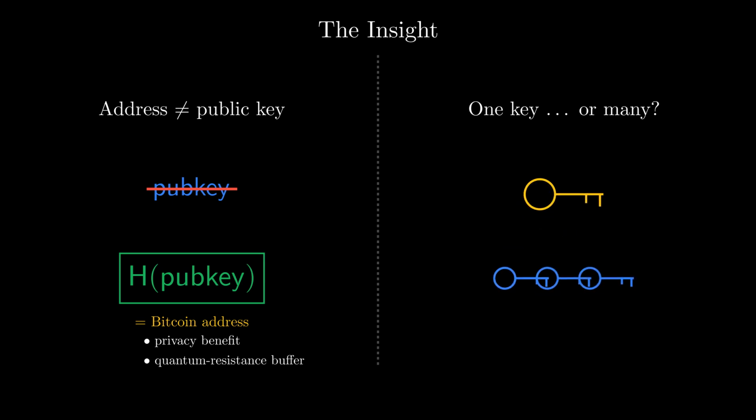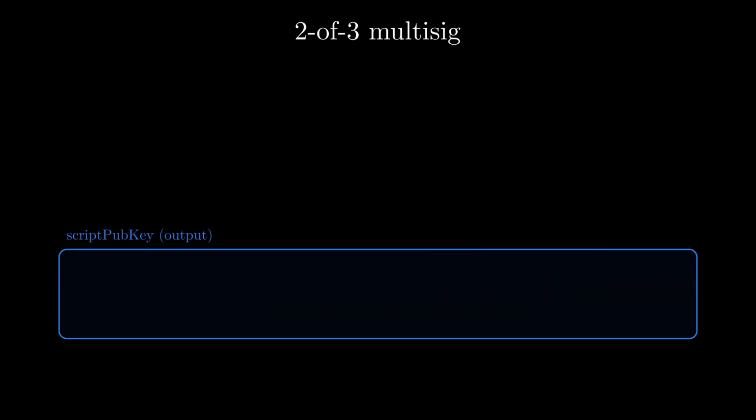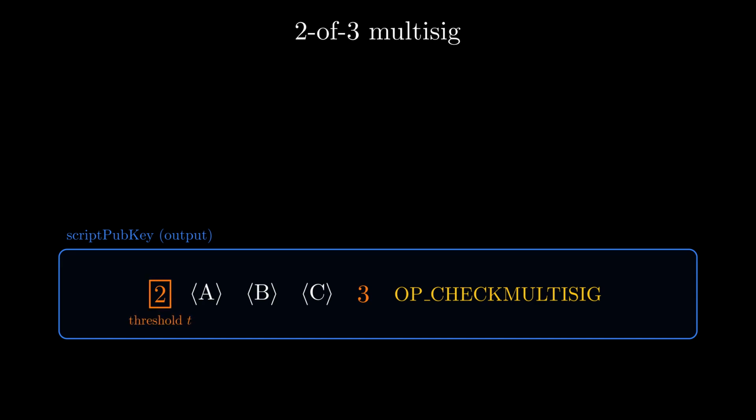But what if you need several parties to agree before funds can move? Multisignature generalizes this. A T-of-K multisig output requires T valid signatures out of K listed public keys. Take the canonical 2-of-3: three keys A, B, C, any two must sign. The output script reads 2, then keys A, B, C, then 3, then OP_CHECKMULTISIG. The leading 2 is the threshold, the trailing 3 is the key count.